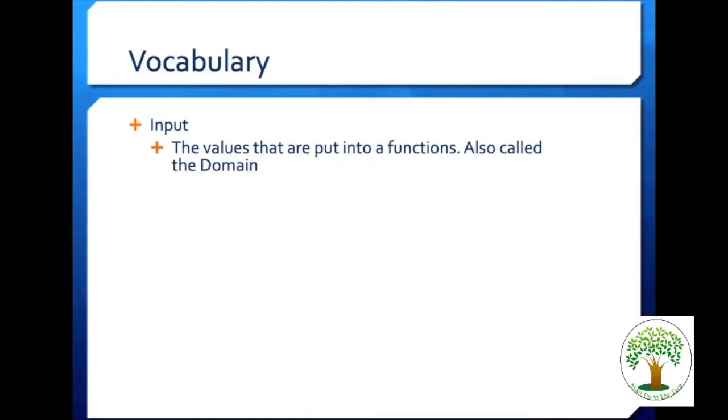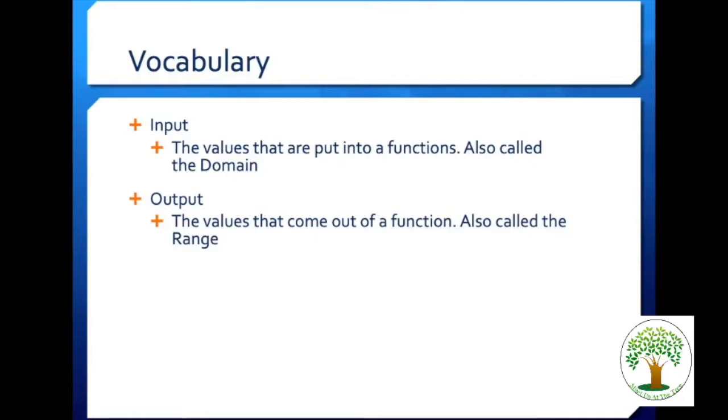All right, so input's the first word, and you have it on your paper. What's the second word? Output. If input is something you put into a function, what do you think output is? Something you get out of a function, that comes out. You might not know the word for that, but you might. It's the values that come out of a function. It's also called the range. I think you have to fill in come out and range.